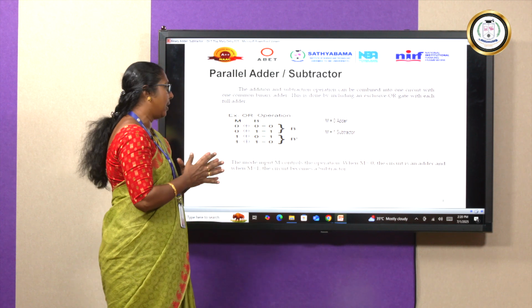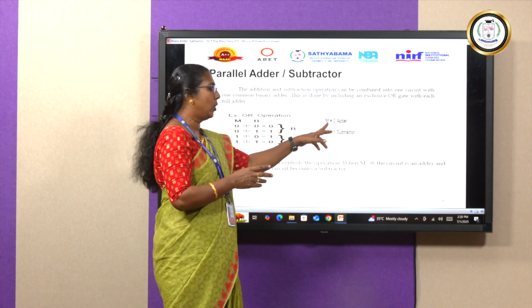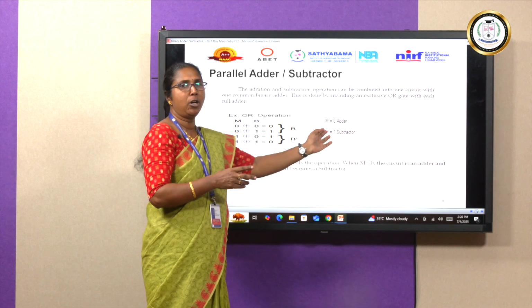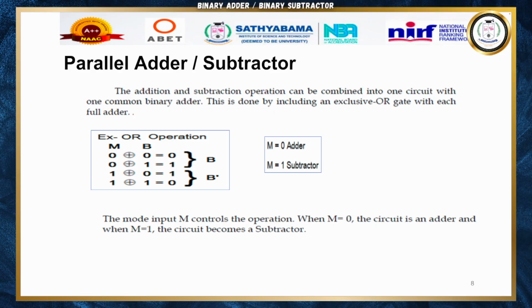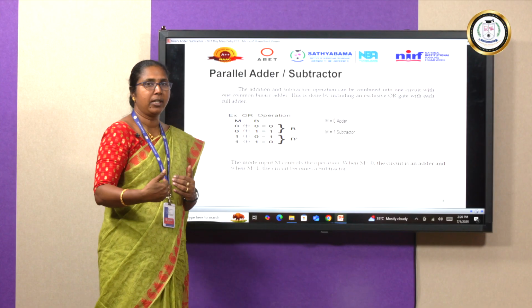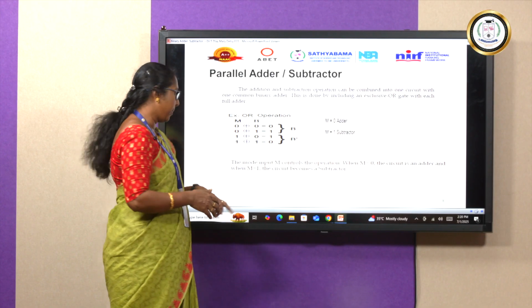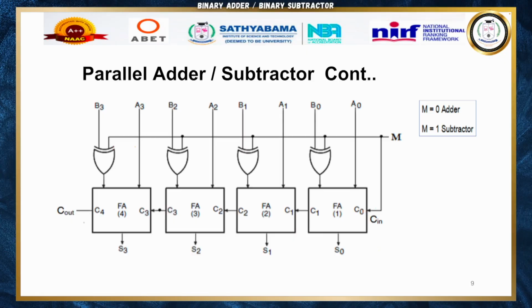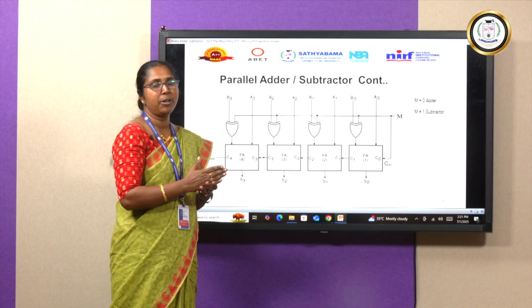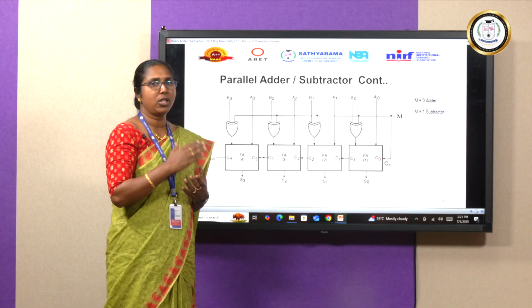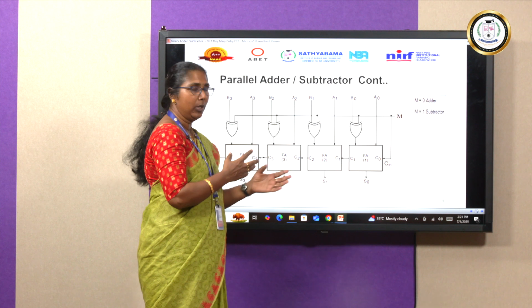So with this understanding, we can say if mode is equal to 0, we can perform the addition operation. If mode is equal to 1, then we can perform the subtraction operation. So again, the circuit is modified further in order to perform both binary addition and binary subtraction. So this is a circuit which is going to perform both binary addition and subtraction. That means the single circuit can perform both. Let me see how the operation is.